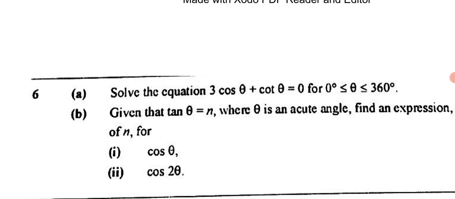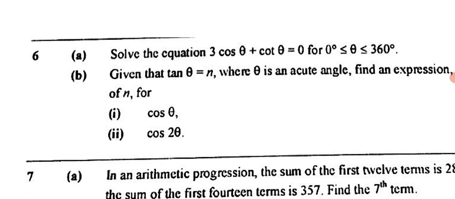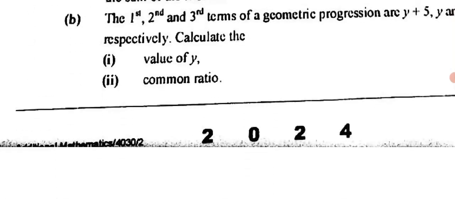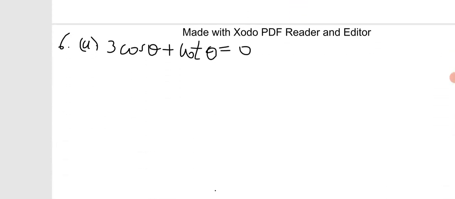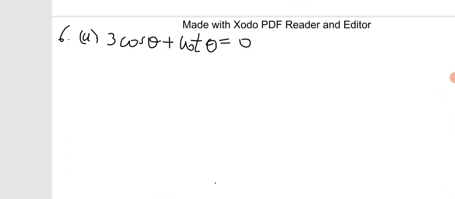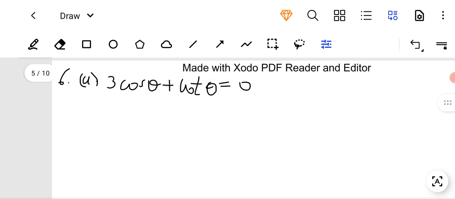Solve the equation 3 cos theta plus cot theta is equal to 0, given the range 0 degrees less than or equal to theta less than or equal to 360 degrees. So 3 cos theta plus cot theta equal to 0. I hope you can see 6a there. That's how I wrote it.